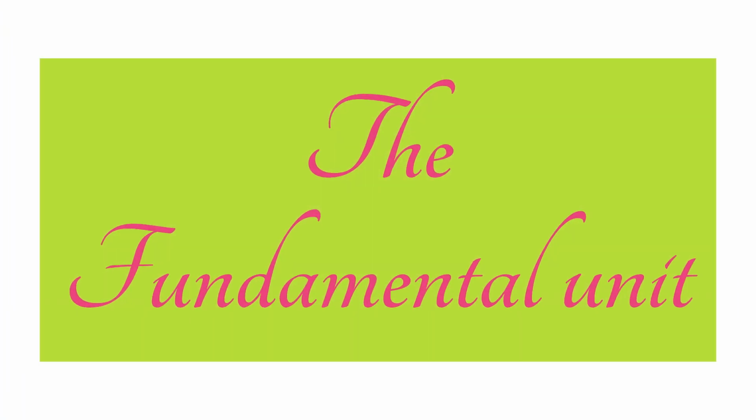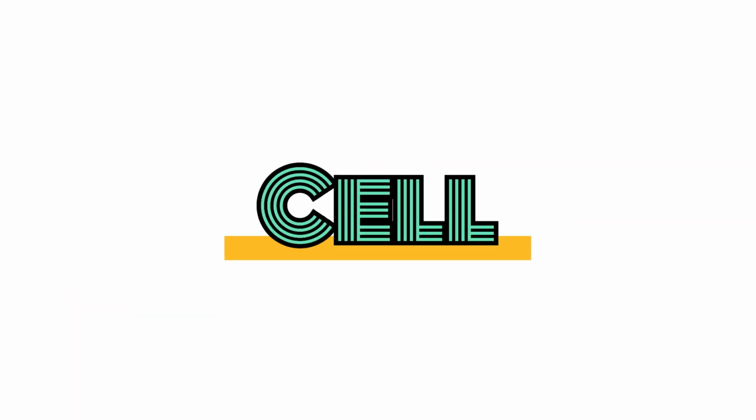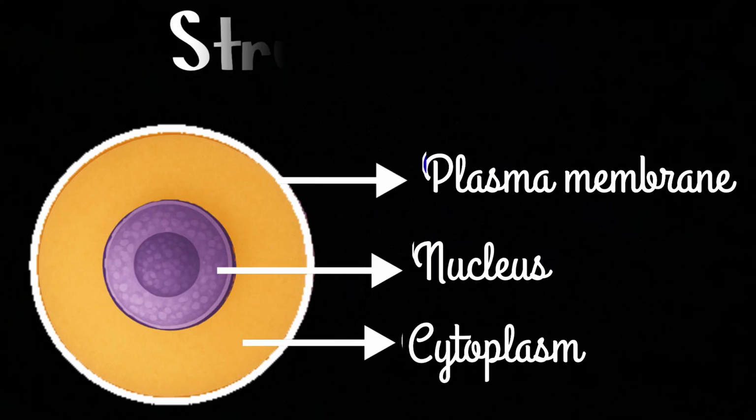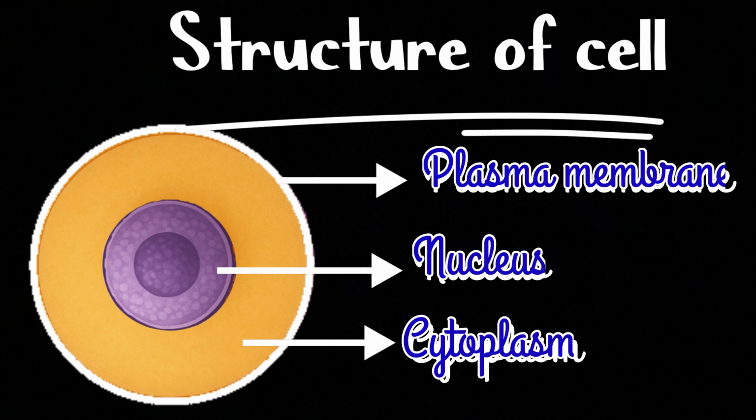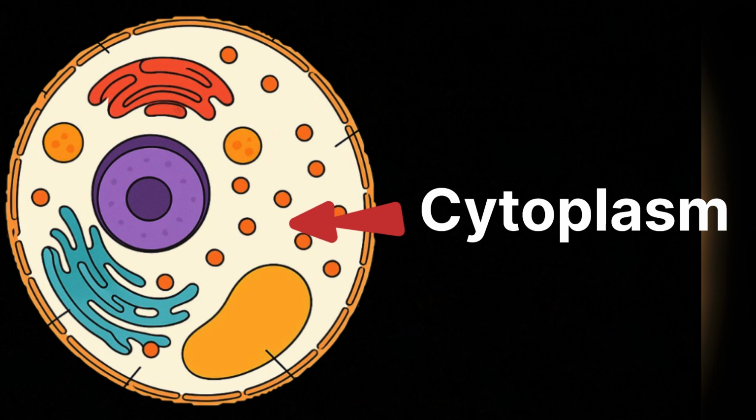Hello everyone, this is part 2 of Biology Class 9 Chapter 1, the fundamental unit Cell. Last video I taught about the structural organization of cell, which was plasma membrane, nucleus and cytoplasm. There I covered plasma membrane and nucleus. Here we will continue with cytoplasm.